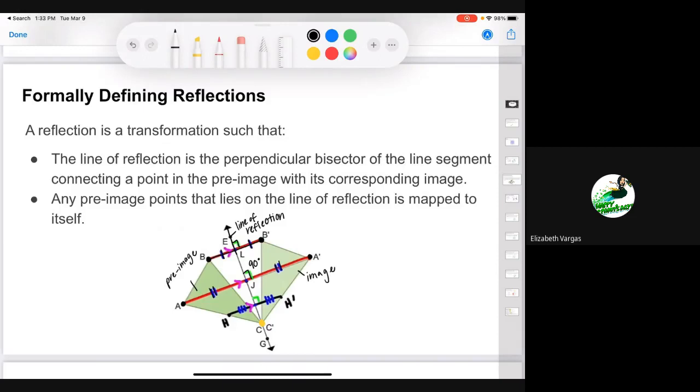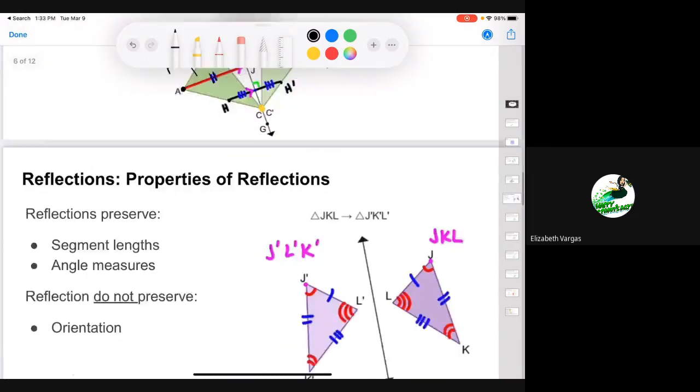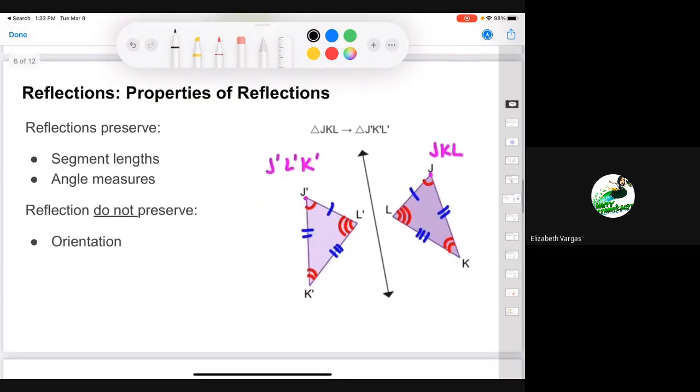Okay. So what does it mean for something to map to something? Well, we'll get into that in a little bit. But the first thing, how come a reflection is a type of rigid transformation?